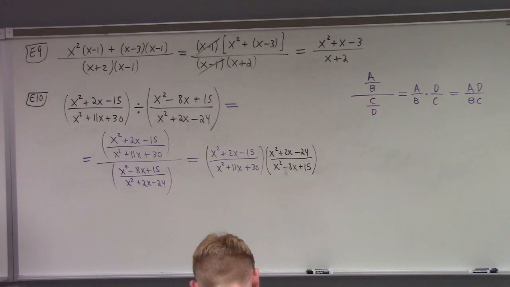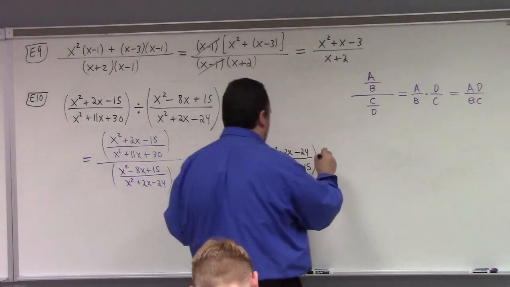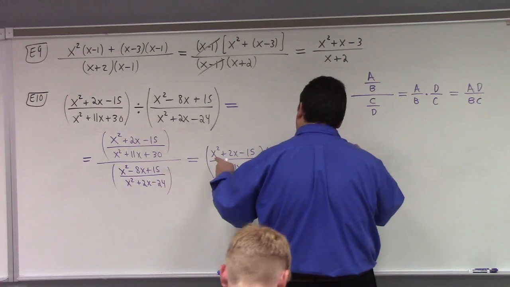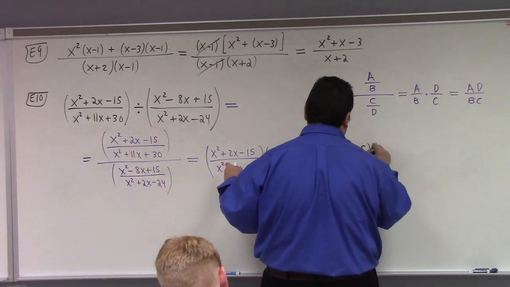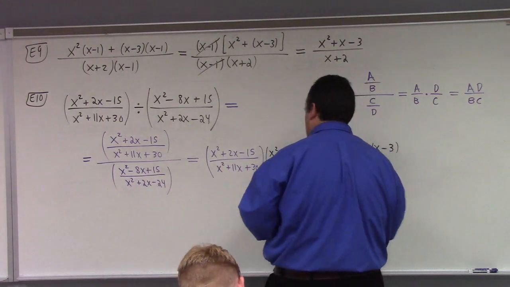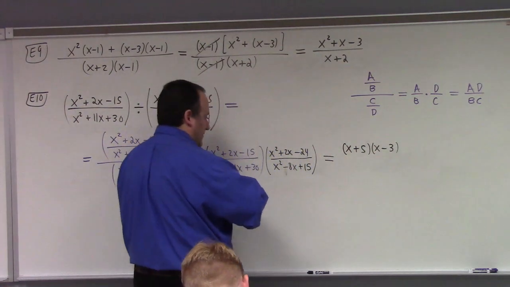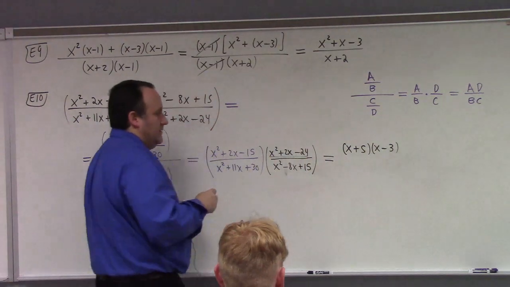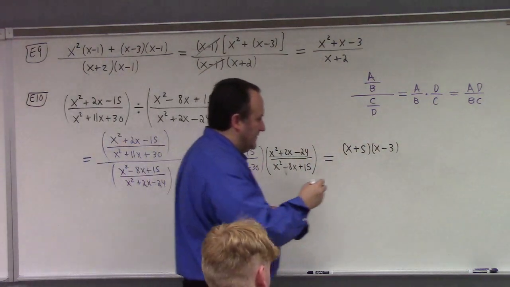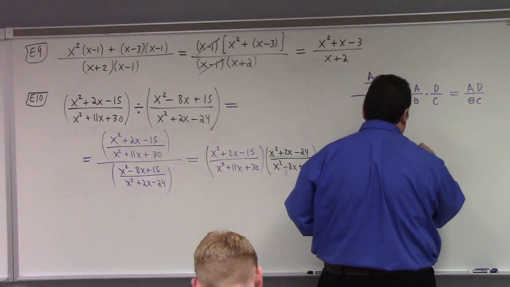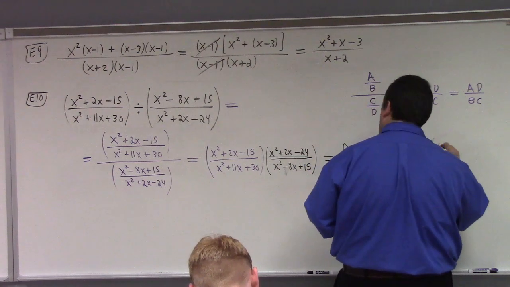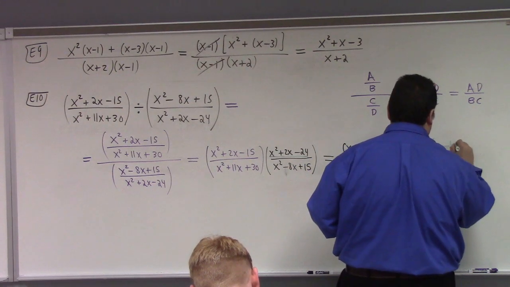All right, let's factor. So here we go. X plus 5, x minus 3. That's the first one. Then this guy right here is x plus 6, x minus 4.